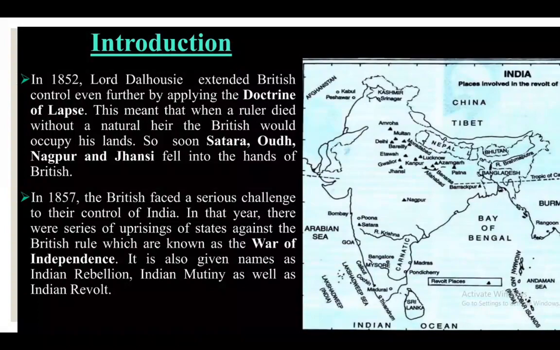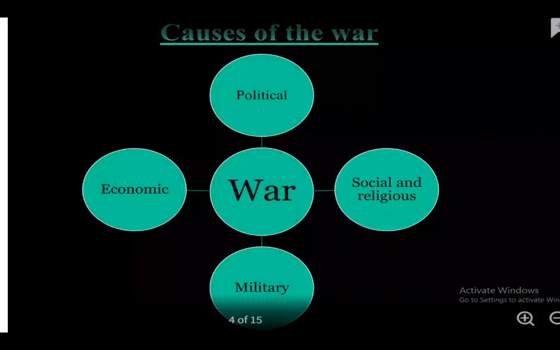In 1857, the British faced a serious challenge to their control of India. In that year, there were a series of uprisings of states against the British rule, which are known as the War of Independence. It is also given names such as Indian Rebellion, Indian Mutiny, as well as Indian Revolt.